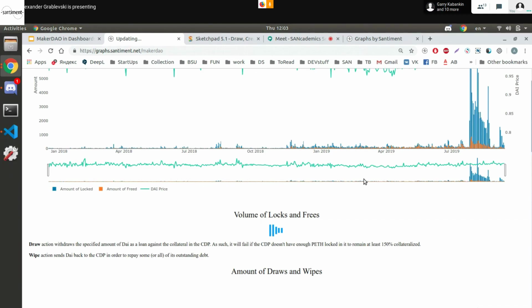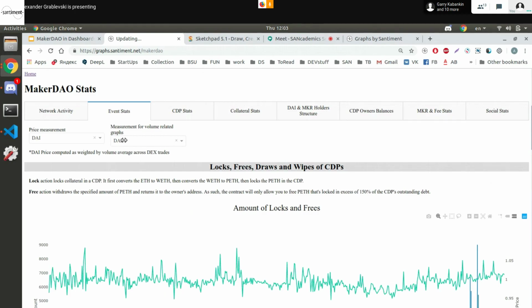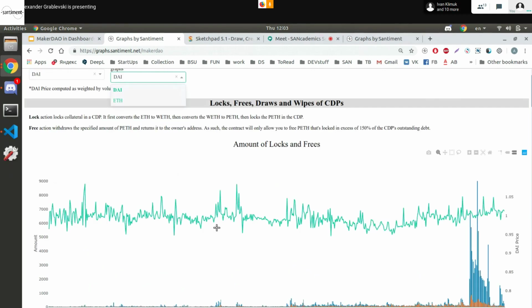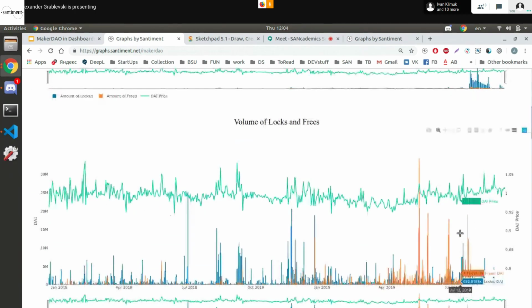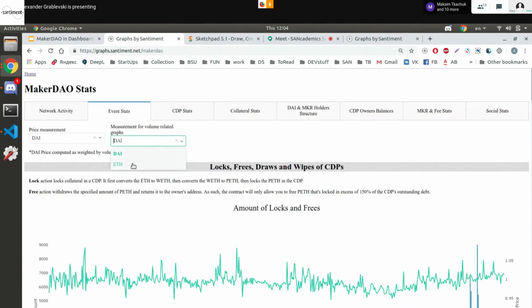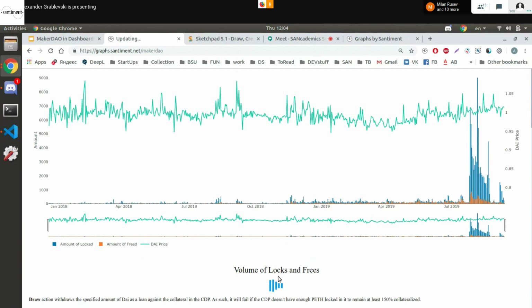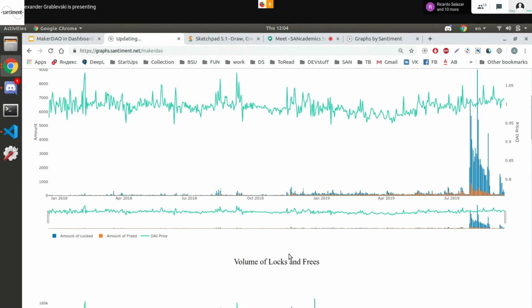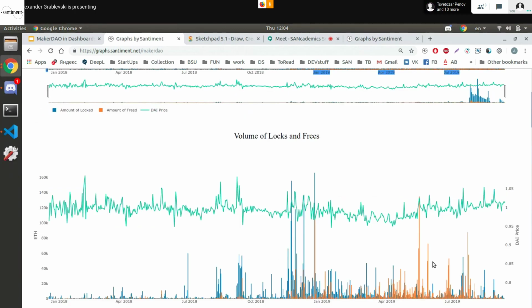And the measurement for volume related graphs is actually the token that shows you the volume. So here you see it's measured in DAI, so you compare it in DAI terms. But imagine you want to compare it in ETH terms for some reason. So just change this controller, and now you see the volume of locks and frees has changed. And now you compare ETH volumes. So that might be also useful for you.